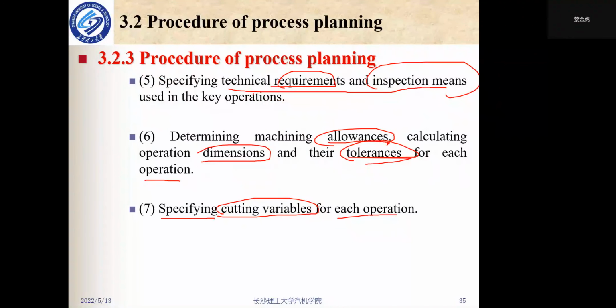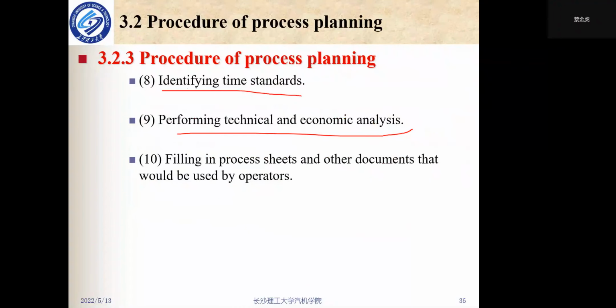Sixth, determine machining allowance, calculating operation dimensions and their tolerance for each operation. And the next, specifying cutting variables for each operation. And then identifying time standards. Ninth, performing technical and economical analysis. And the last one is filling in process sheets and other documents that would be used by operators.